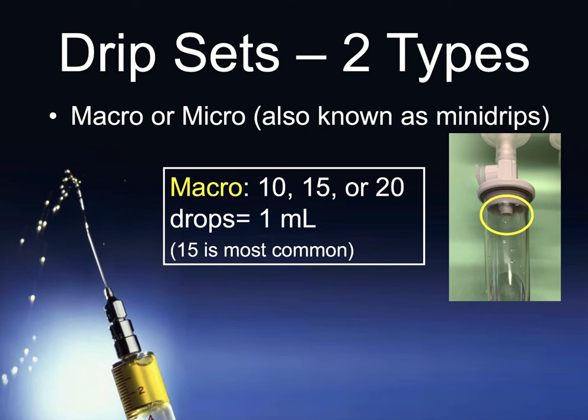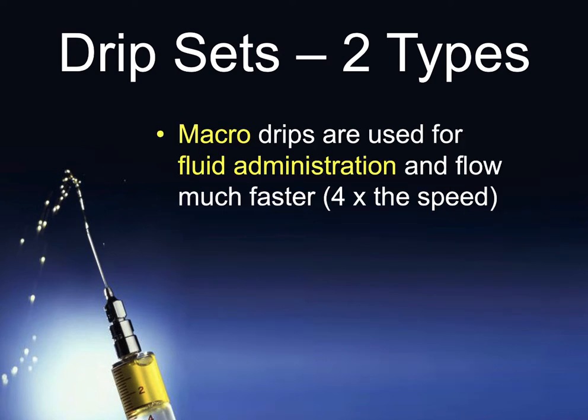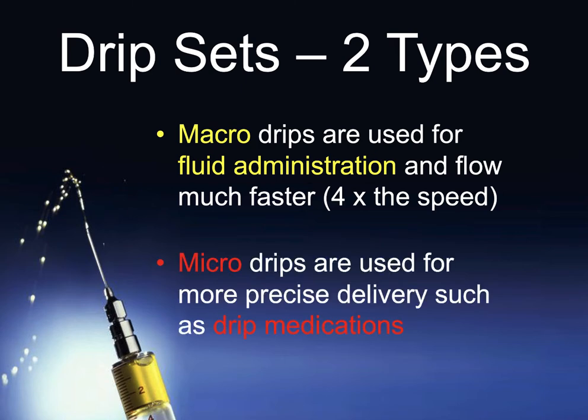In other words, it's coming through a big open plastic tube, and 15 is the most common size for macros, especially in EMS uses. A micro, on the other hand, you can see comes through a little tiny metal tube, and it takes 60 drops in order to deliver 1 milliliter of fluid. Macro drips are used for fluid administration, and they flow much faster. Obviously, if it's 15 drops to get to a milliliter instead of 60, it's going 4 times as fast. Micro drips are used for precise delivery, such as drip medications. So we'll talk about the difference of those a little bit.